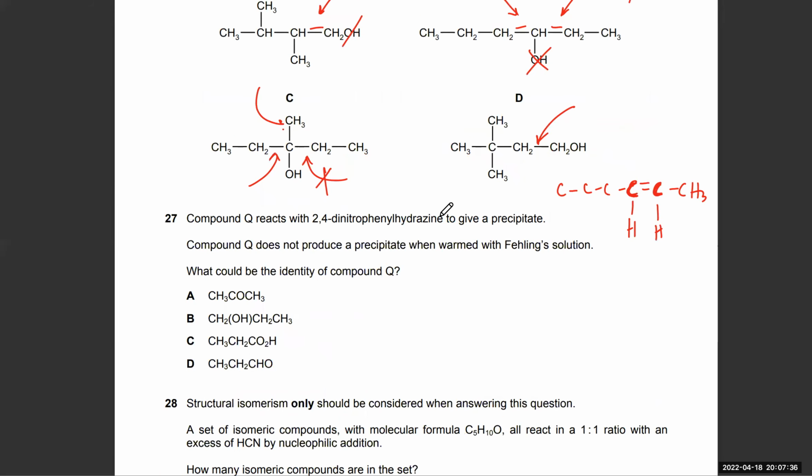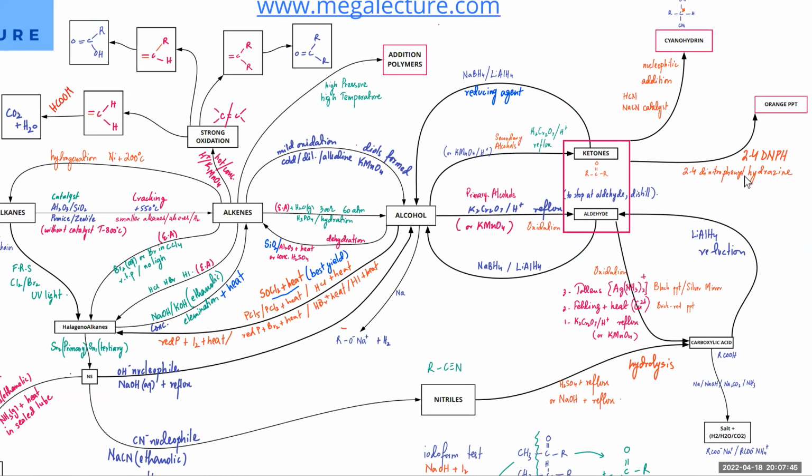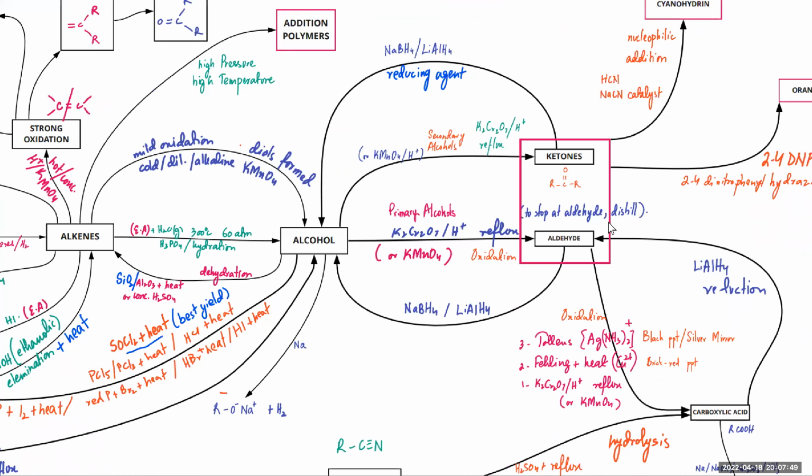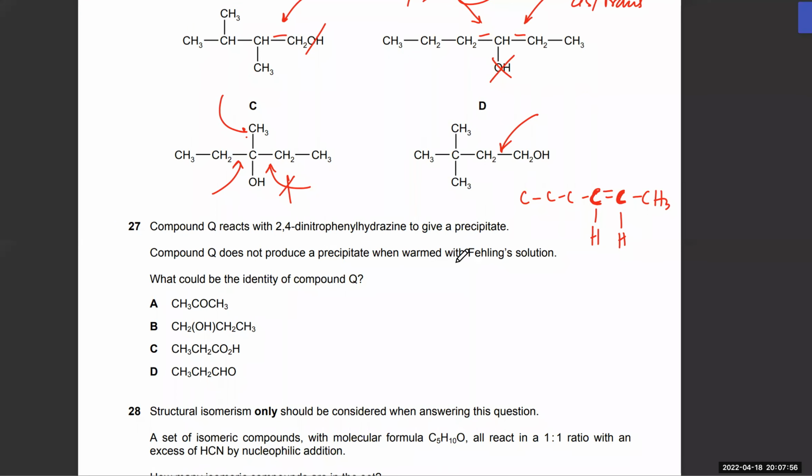I said 2,4-DNPH. What does 2,4-DNPH do? It's a test for identification of ketones and aldehydes. That is what it does. 2,4-DNPH tests for carbonyl groups, and it does not produce a precipitate when warmed with Fehling's solution. So that means it's not an aldehyde. So basically, this means that it's a ketone.